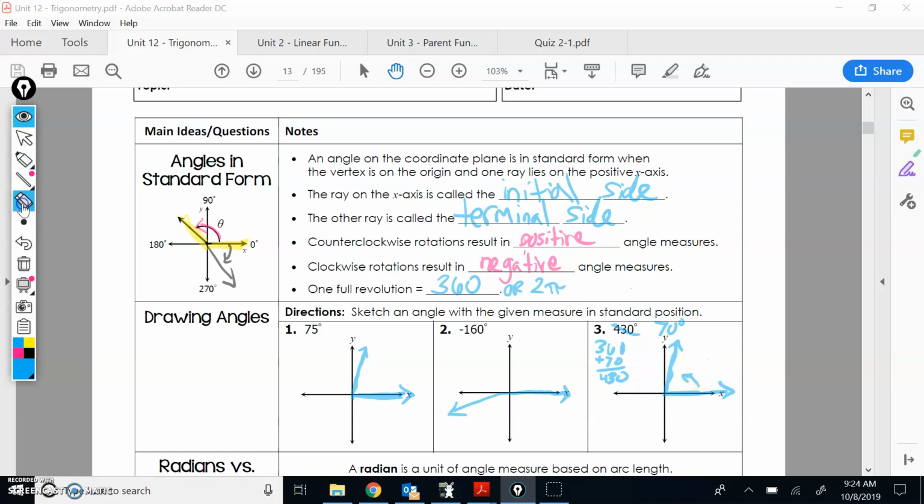The way you show that using an arrow is that it went around and then ended right here. So sometimes you might see that arrow. That just means it went around the 360 plus another little 70.